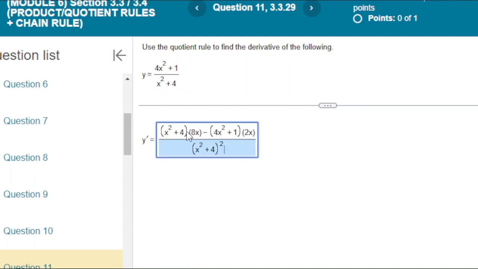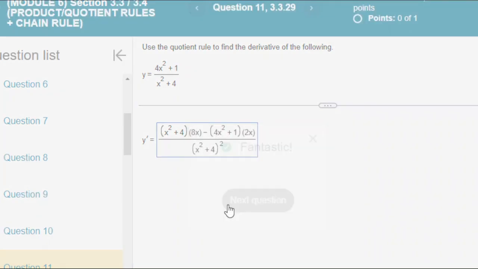Okay, so notice we've done low d high minus high d low all over low squared. And again, you could simplify this, but I would just recommend leaving it like this. You could distribute the 8x across these and distribute the 2x across these and subtract. Make sure when you subtract, you subtract both terms. You don't just subtract the first one and then add the second. But let's just leave it like this.